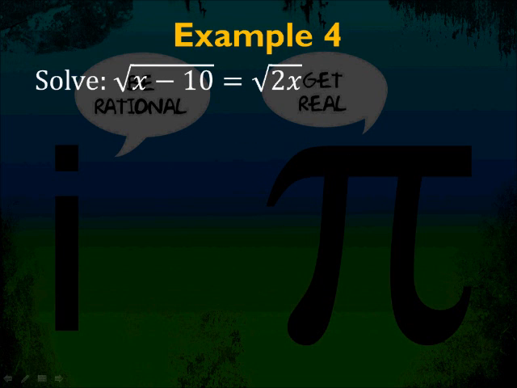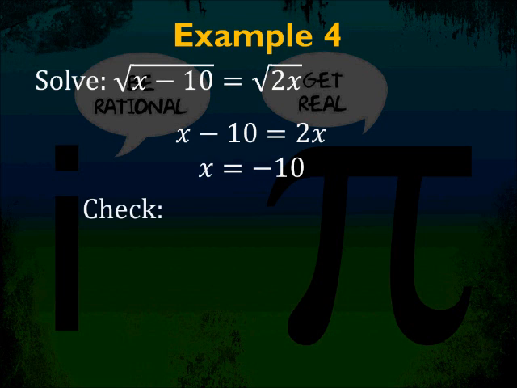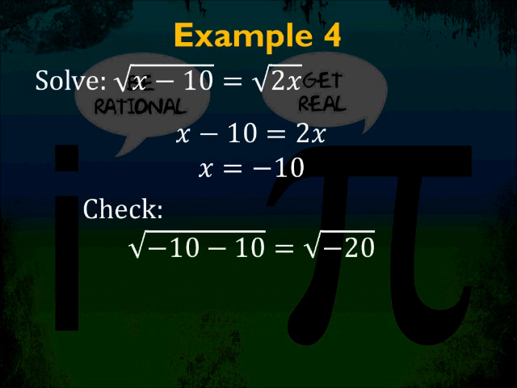Number 4: radical x minus 10 equals radical 2x. Go ahead and try to solve this one and check your answers when you're finished. Squaring both sides, we get x minus 10 equals 2x. You get x equals negative 10. Let's plug that into the original equation. And you get radical of negative 10 minus 10, which is radical negative 20, equals radical negative 20.